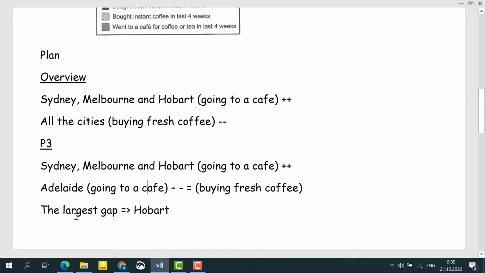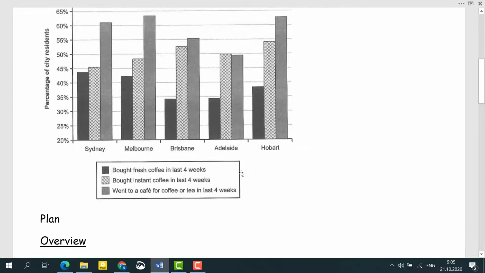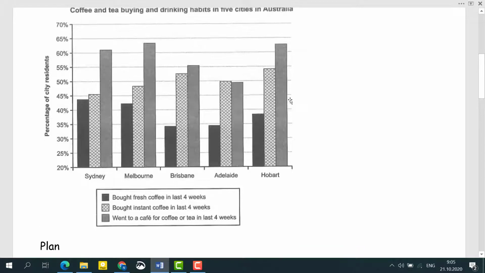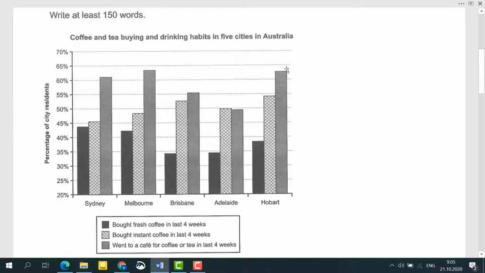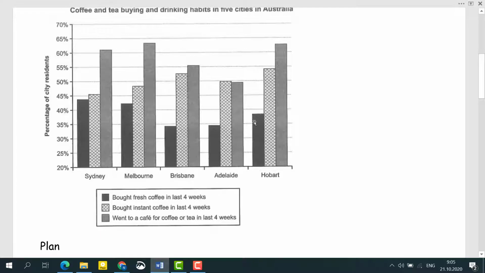Okay, let's move on. The next part is the largest gap. Here we're in Hobart. Now if you look at Hobart, right, I can show the largest gap. Gap here means difference, the largest difference between these 2 percentages, between those who have bought fresh coffee in the last 4 weeks and those who have been to a cafe for coffee or tea in the last 4 weeks. So I'm showing the largest difference.